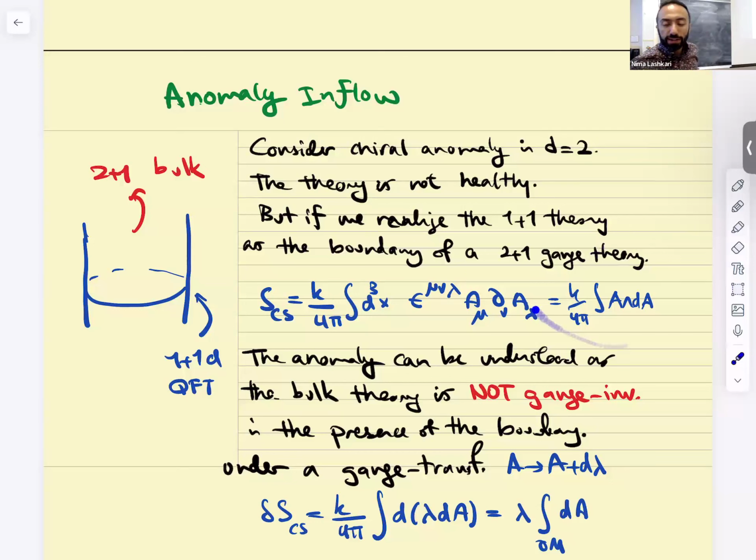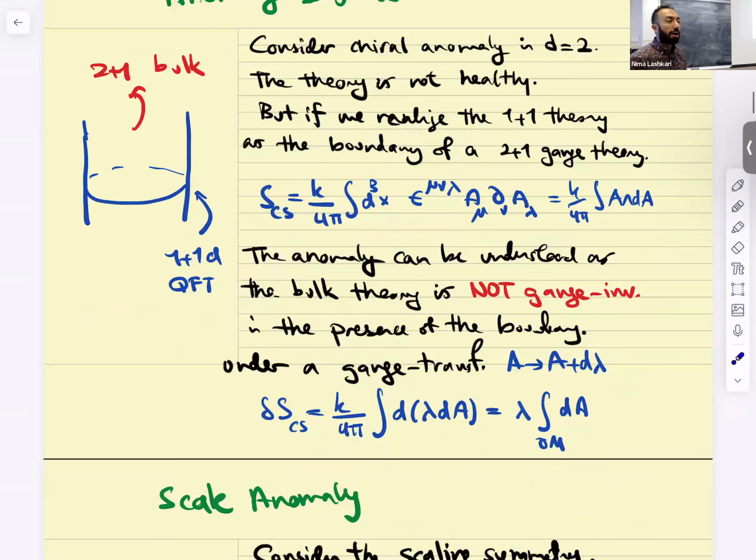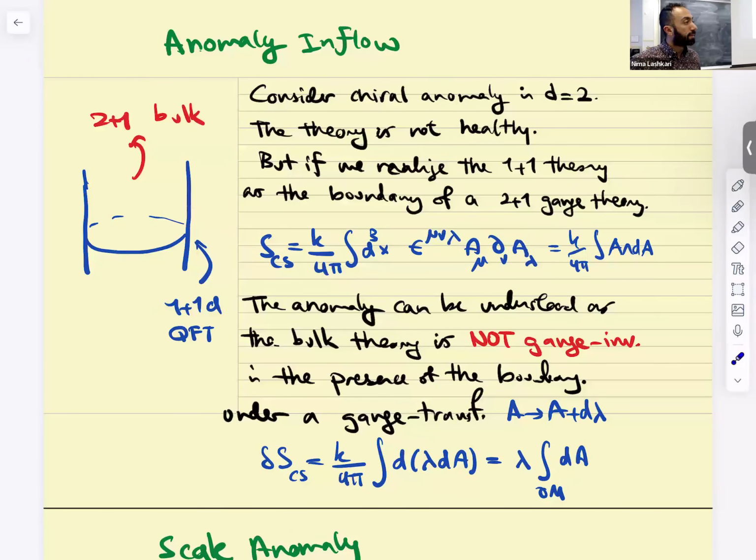That's gauge invariant in the absence of a boundary. So the bulk theory is gauge invariant in the absence of a boundary. There's a Chern-Simons term that's allowed. But the moment you introduce a boundary, it's no longer gauge invariant. There is a boundary term that spoils gauge invariance. And this boundary term is precisely calculating the chiral anomaly of the boundary 2+1 dimensional theory. Good. So this phenomenon is called anomaly inflow.